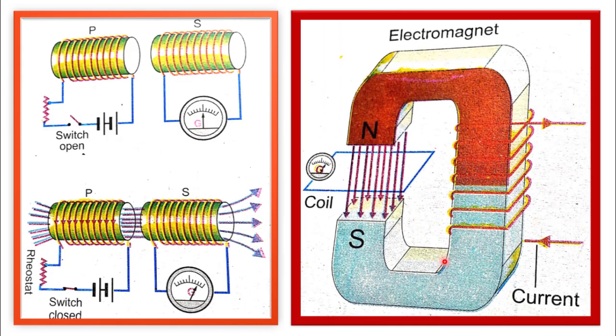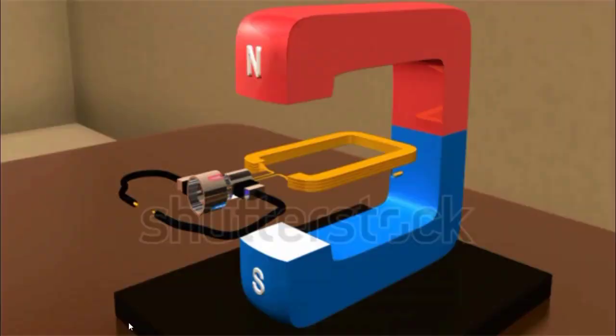We can also produce an induced EMF through an electromagnet. This conductor has been turned into an electromagnet by winding a coil of current carrying wire. As the current passing through this coil varies, so does the flux passing through the conductor. So in this way, we can change the flux passing through the conductor and induce an EMF.